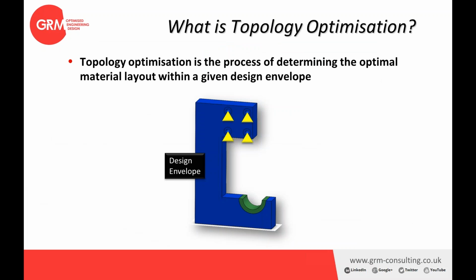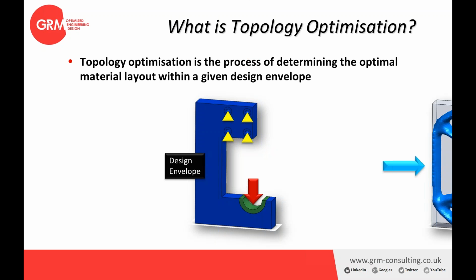So if we take this part and we fix it at our top 4 fixing holes, we can then apply a force to the lower section there. What we want to achieve here is to design the part that's as light as possible, most efficiently carrying the load through the system. So what topology optimization does for us is it develops that ideal load path, that most efficient usage of the material that we've got available.